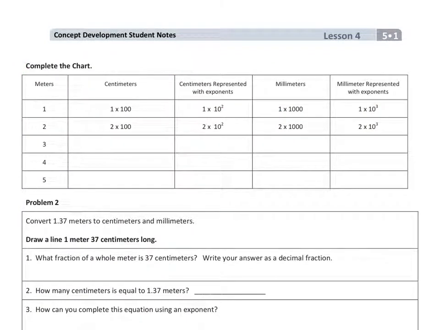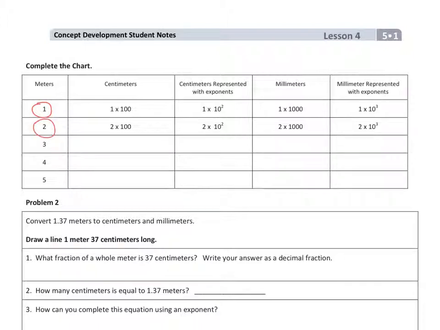So now that we've done some practice, let's work on this chart. Over here we've got 1 meter, and in centimeters that's 100, or 1 times 10 to the second. In millimeters, because millimeters are even smaller, that would be 1,000, or 1 times 10 to the third.